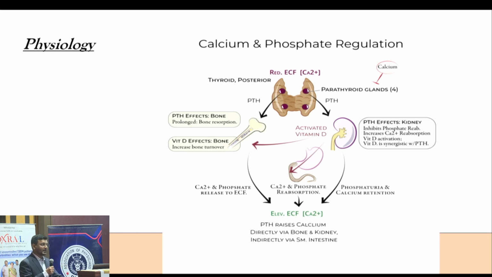Also, PTH acts on the kidney to throw out phosphorus. So basically, high PTH causes high calcium and low phosphorus. And most of the symptoms, like bone pains and everything, are actually because of low phosphorus and not the high calcium.